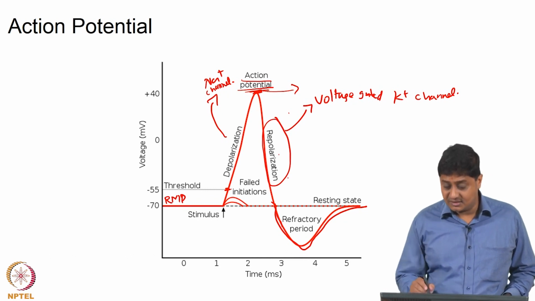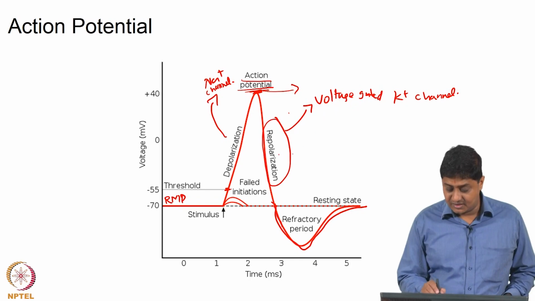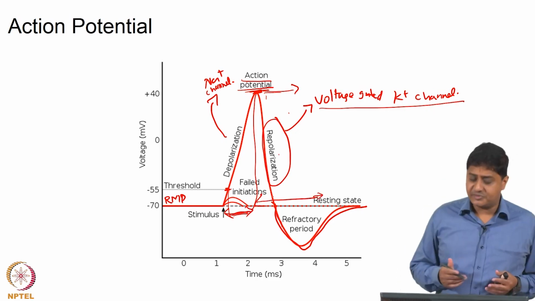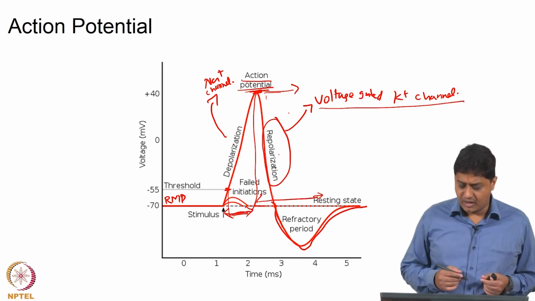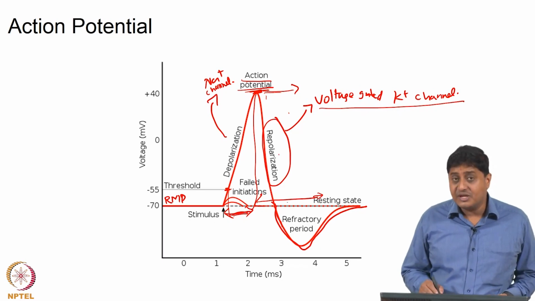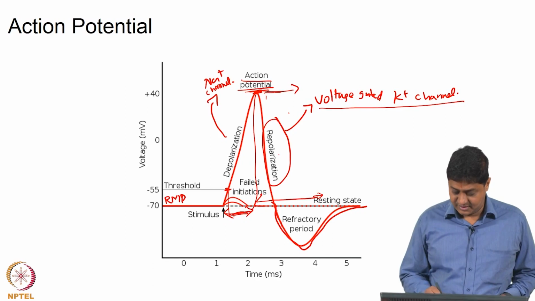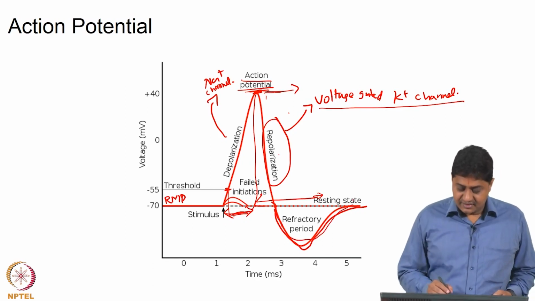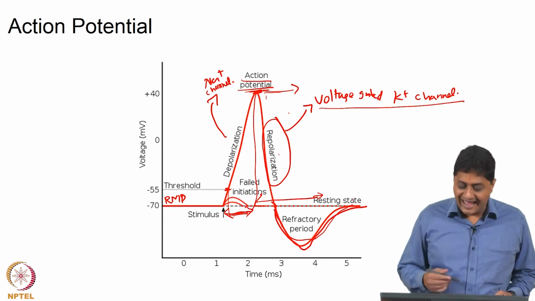Actually, this voltage gated potassium channel remains open for a relatively long period when compared with the voltage gated sodium channel, which remains open for a relatively brief period, say for example that period. In comparison, the voltage gated potassium channel remains open for a long period, so that it takes the membrane potential below the resting membrane potential, like that. So, this is what is called the action potential.